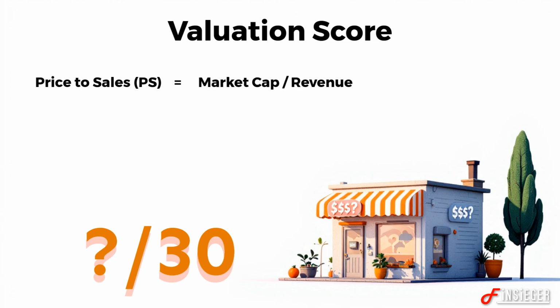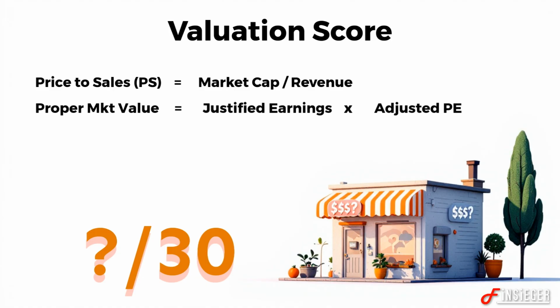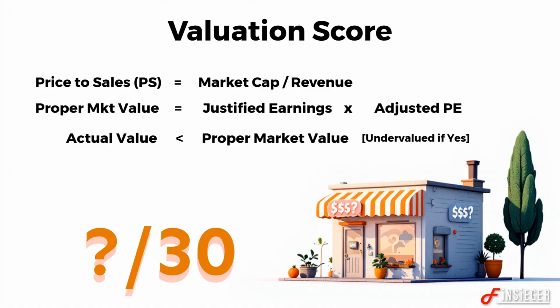In the second step, we find the proper value of the company. It is calculated by multiplying justified earnings and adjusted PE. This is the value the company should be at. Then check if the actual value is lesser than the proper market value. If yes, then the company is undervalued, else overvalued.